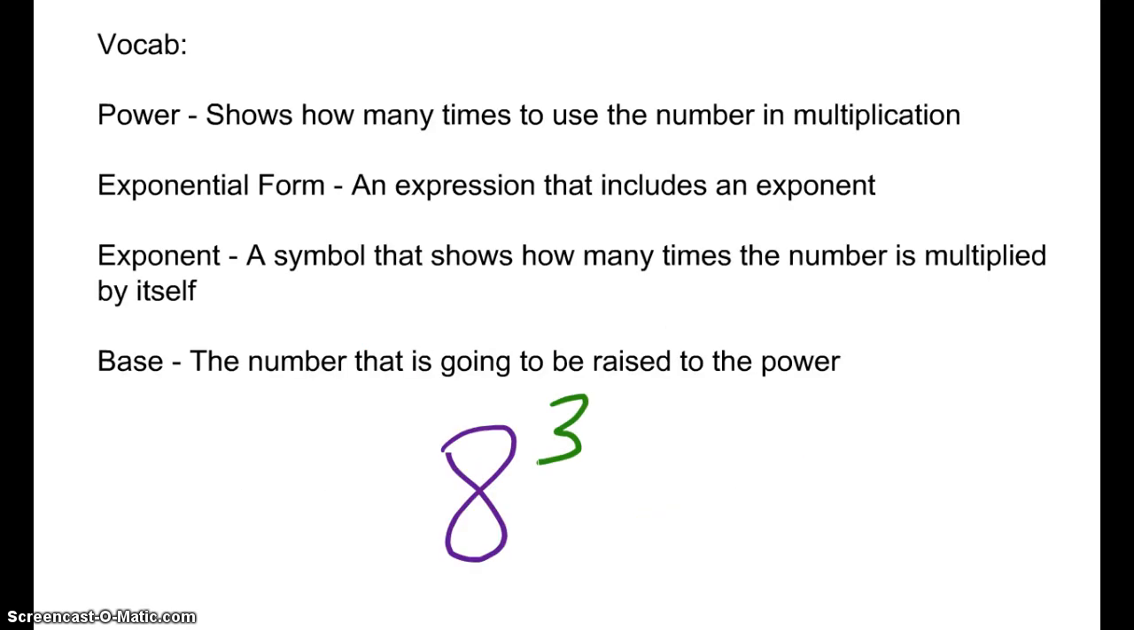Alright, so we have 4 vocabulary words today. We have power, which means to show how many times to use the number in multiplication. Exponential form is an expression that includes an exponent. Our third word is exponent, a symbol that shows how many times the number is multiplied by itself, and that is very similar to the word power. And then our fourth word is base, the number that is going to be raised to the power.